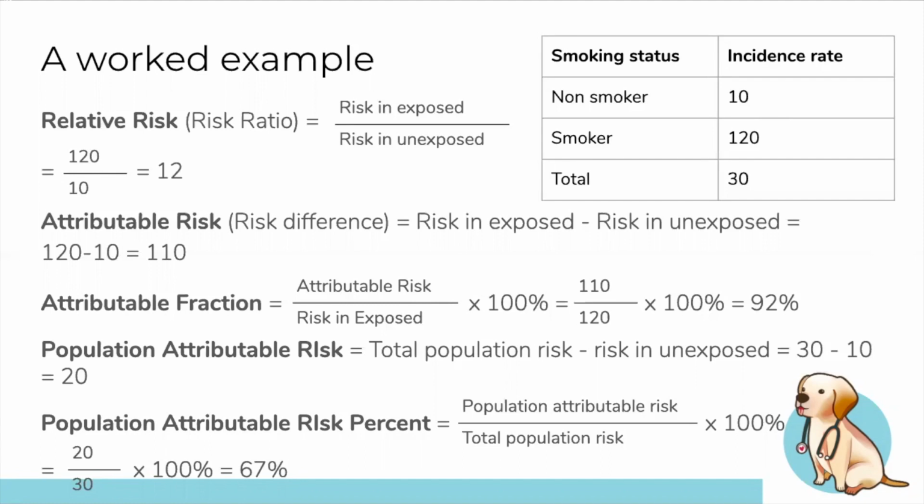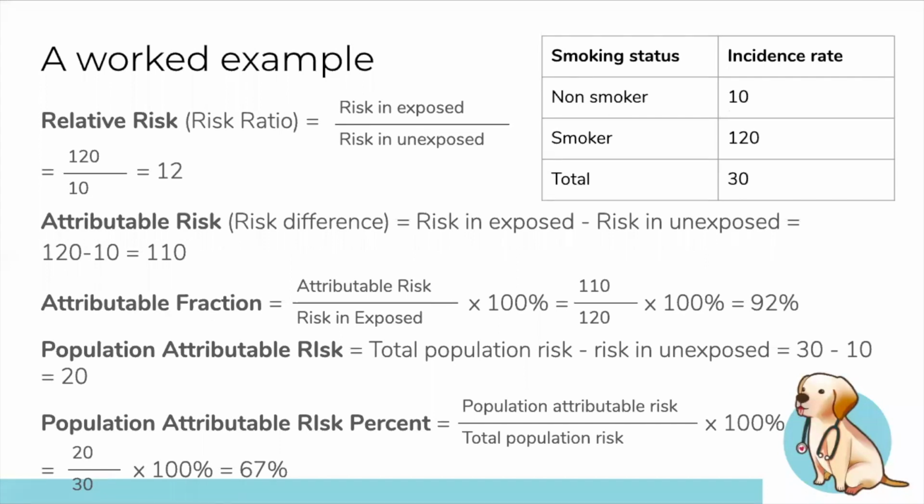Then you have a risk difference, which is just this minus this, and it gives you 110. And then you look at the fraction. So how does this number compare to the risk in the people that were exposed? Then you can figure out what percentage of cases can be attributed to the fact that this person has been exposed to this thing.